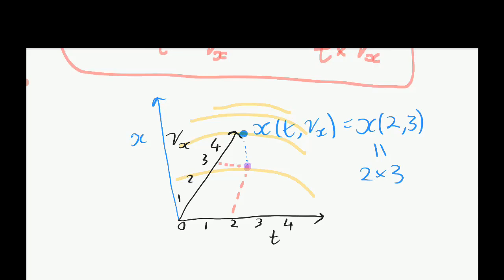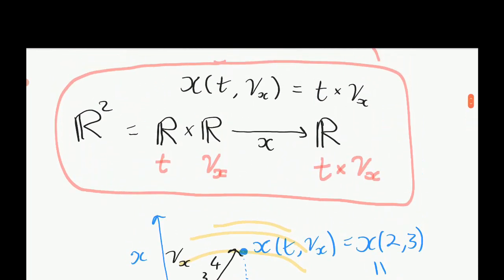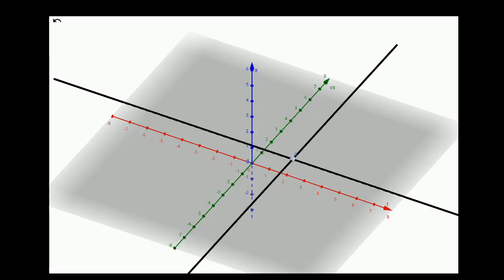So the point is that we can really visualize what's going on in this situation. We can visualize this kind of function here as a sort of two-dimensional surface in three-dimensional space. And so let's have a closer look at the actual nature of that surface, because it's pretty interesting.